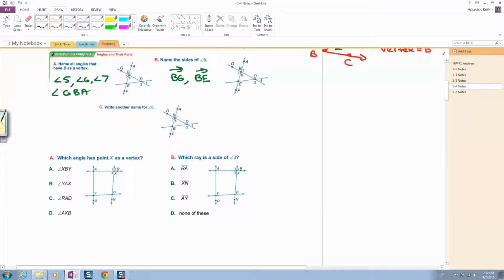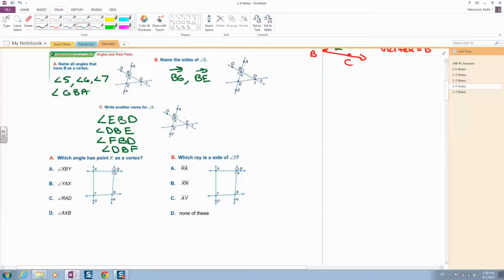What's another name for angle 6? It is angle EBD. You could say angle DBE. You could say angle FBD. You could say angle DBF. Now in this one, you can't just say angle B because B has many angles as its vertex. So you can't just say angle B.